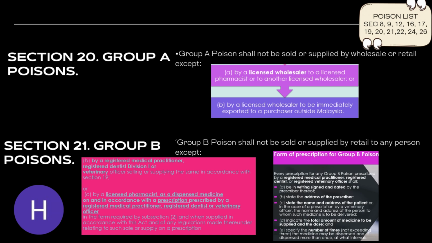Next, under section 21, the group B poison, it is mentioned that it shall not be sold or supplied by retail to any person except by a registered medical practitioner, registered dentist division 1, or veterinary officer, or by a licensed pharmacist as a dispensed medication with the prescription prescribed by the registered medical practitioner, registered dentist, or veterinary officer.